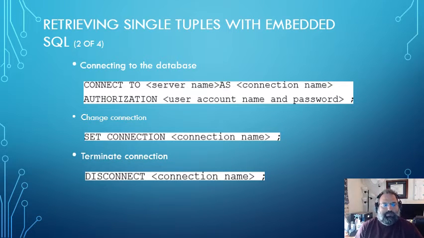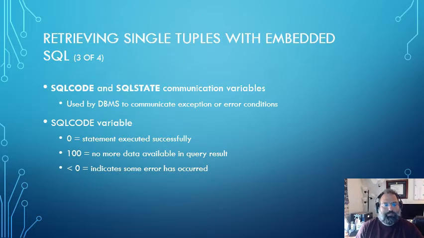This is an example of the steps that typically go through where we connect to a certain server as a connection. You do some form of authorization using a username and password, and then you set the connection's name and then potentially disconnect the connection at a later point.